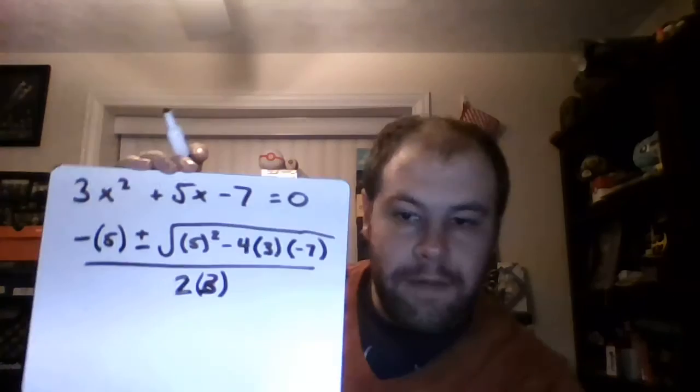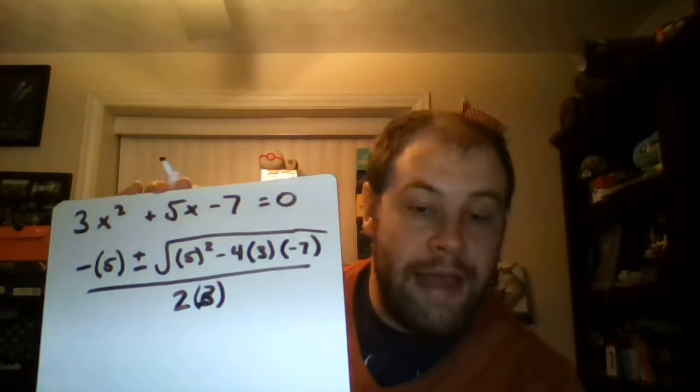Now, the first part of the formula is negative b. b in this instance was 5. Then we've got plus or minus the square root of b squared minus 4 times a, which was 3, times c, which is negative 7, all over 2 times a, which was 3. All right, so I filled it all in there, and now this looks really complicated, obviously. But I implore you to take it one step at a time. That's going to make it easier.